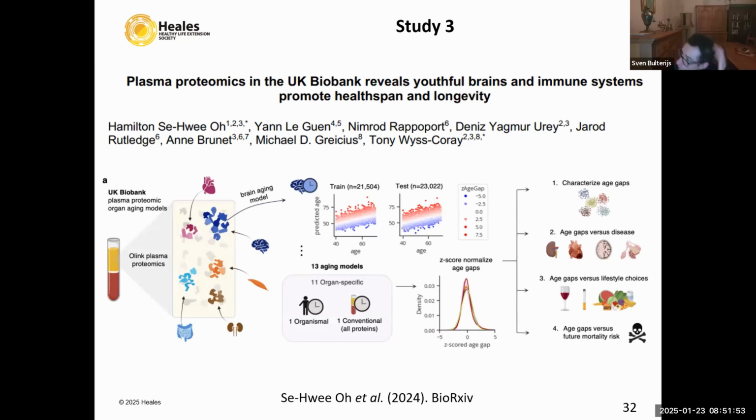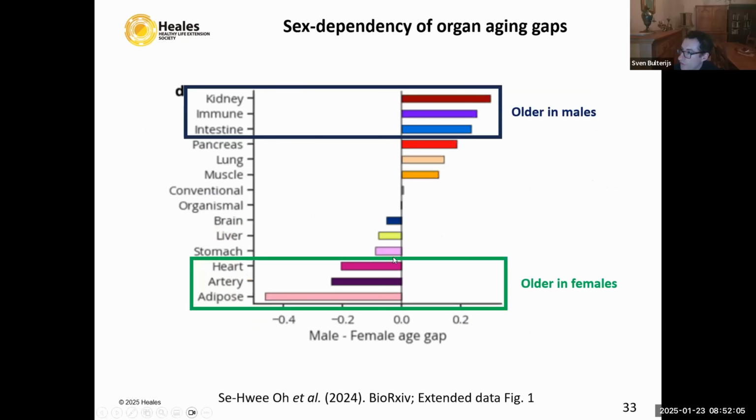And then we come to the third study, and the third study is again using the UK Biobank by the same authors as the first study. So they expanded on their first work. What they find is that the aging organ gaps are sex dependent. So kidney, immune, and intestines tend to be older in males, while heart, artery, and adipose tend to be older in females.